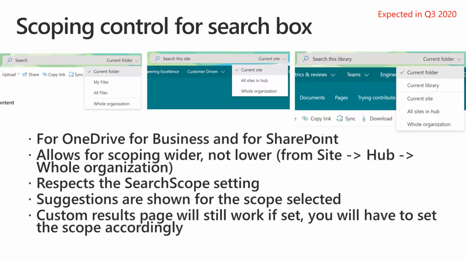And there's a subtle line here that you may notice. This is kind of like, hey, you're jumping out into another experience indicator for the scoping control. So if you're in OneDrive for Business and you select whole organization and you submit a search, it'll open a new tab, take you to the SharePoint start page so that you can get to that enterprise search experience. Similarly, if you're in a folder in a library in SharePoint sites, and then you switch to current site or all sites, we'll open a new tab and go to the site search experience or the hub search experience and leave the library experience behind. So that's a subtle indicator that you'll switch to a new tab for these scopes here.